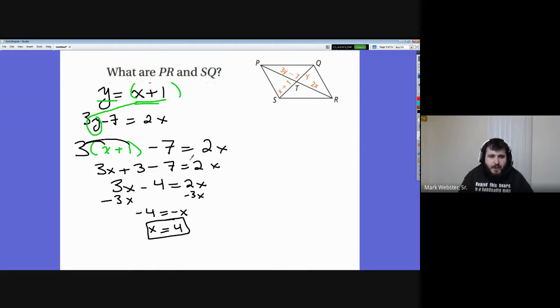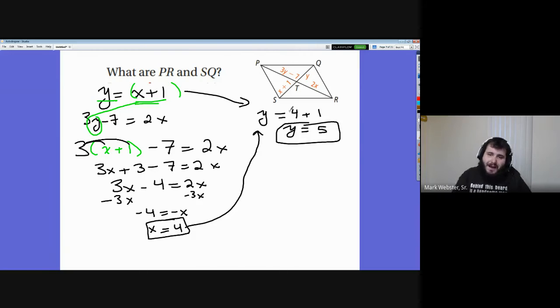What does y have to be? Well, we know y equals x plus 1, and we know x equals 4. So y equals 4 plus 1, which is 5. So now we've got our x and our y. Let's go back and actually get our answers. So x plus 1, 4 plus 1 is 5. y, 5. Let's do these other ones.